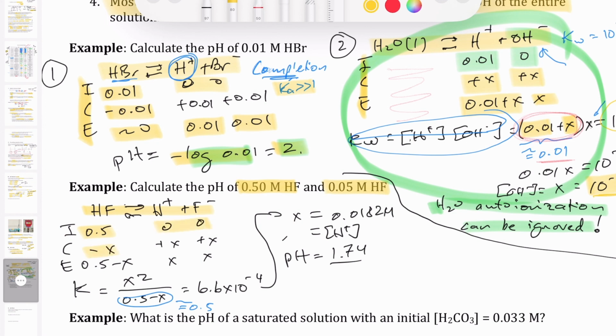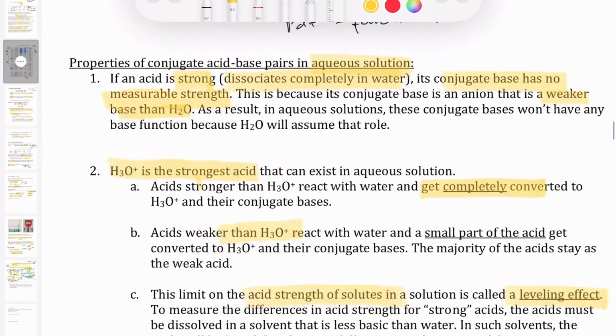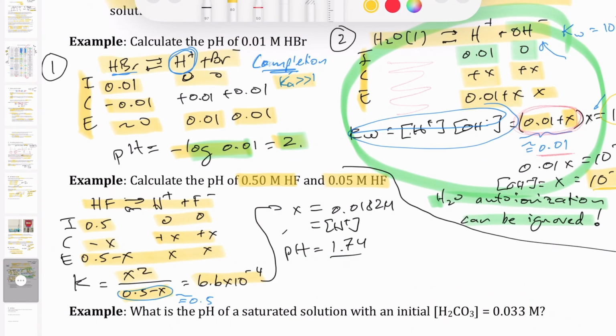0, 0, minus X plus X plus X, so we have this for equilibrium. And then the expression for the equilibrium constant, of course, is products over reactants, so it's just X squared over 0.5 minus X. But if you look up the Ka value of HF, hydrofluoric acid, it's 6.6 times 10 to the minus 4. So it's a small K, which means I can say that 0.5 minus X is roughly equal to 0.5. At least I can try to see if that works, right?